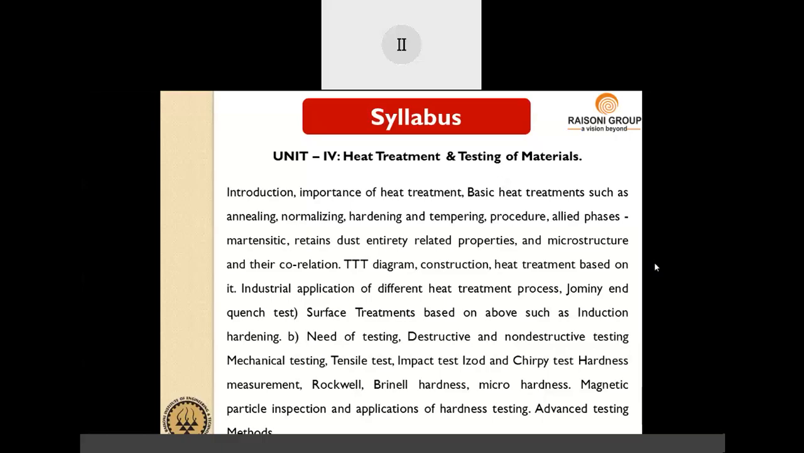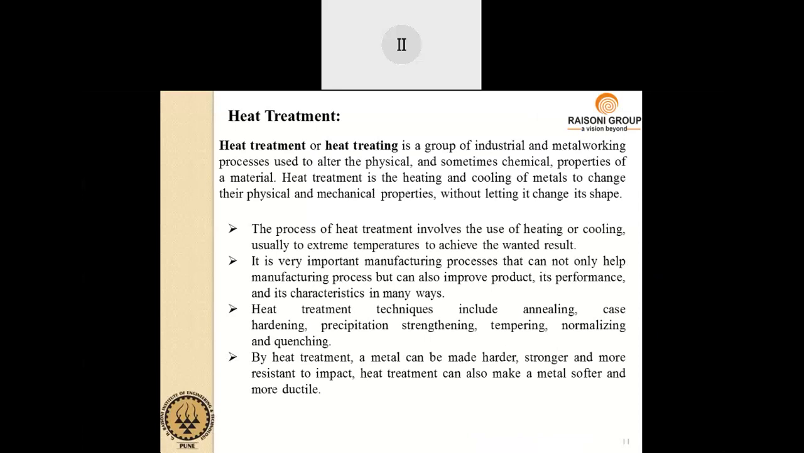So let's start. Basically, heat treatment or heat treating is a group of industrial and metalworking processes used to alter the physical, sometimes chemical properties of a material. The heat treatment is the heating and cooling of a material at a specific rate to change the physical and mechanical properties without letting it change its shape.